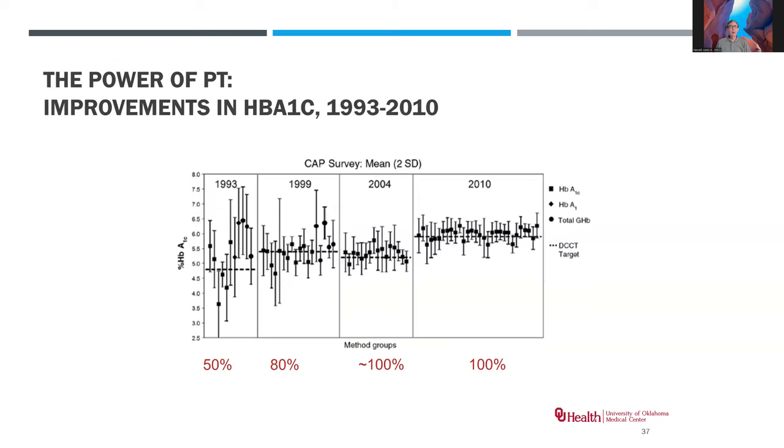Well, another example is here with hemoglobin A1C, showing the first survey results in 1993, where only 50% of laboratories were within the range anticipated. By 1999, that had increased significantly. And by 2004, essentially all the groups were within striking distance of the mean. And by 2010, it's even tighter with an even lower standard deviation between the different reporting laboratories.